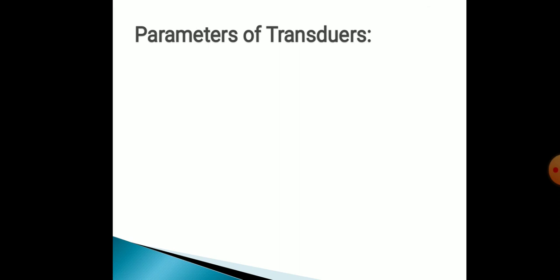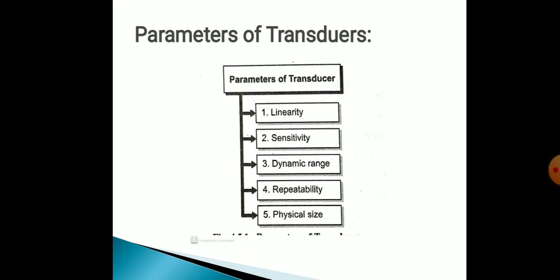Next is parameters of transducers. The parameters of transducers are linearity, sensitivity, dynamic range, repeatability, and physical size. Linearity: the relationship between a physical parameter and the resulting electrical signal must be linear. High sensitivity is generally desirable for transducers. Sensitivity is defined as the electrical output per unit change in the physical parameter.